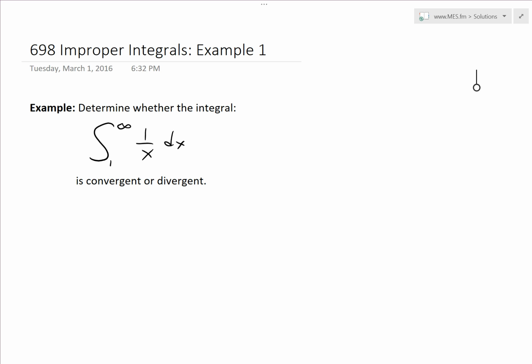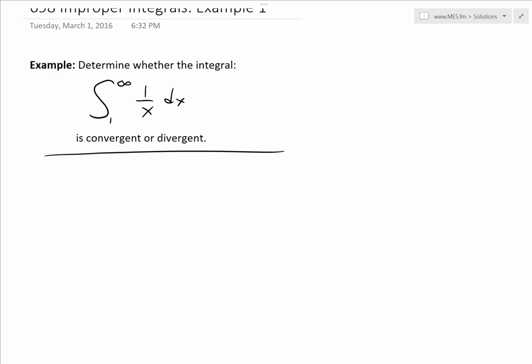Today we're going to discuss further into improper integrals and go over example 1 of the example series, which states: determine whether the integral from 1 to infinity of 1 over x dx is convergent or divergent. Recall from my earlier video, my last one on type 1 integrals, which is about infinite intervals.